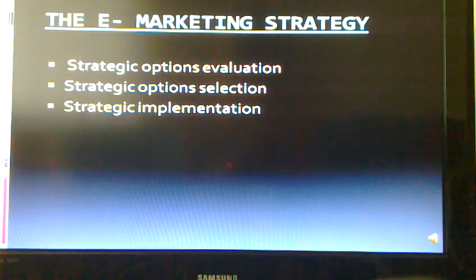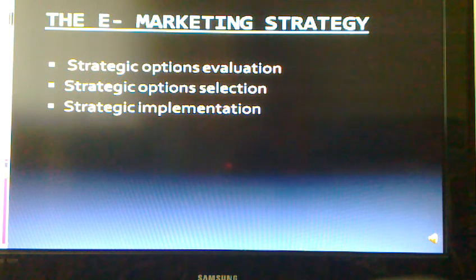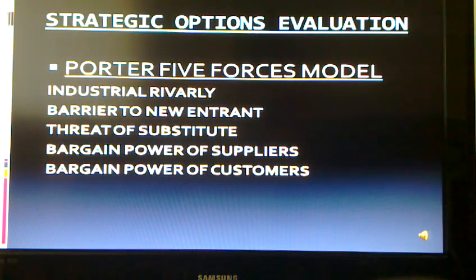Now let's come to the e-marketing strategy through which the company is going to attain the share in the new market. The e-marketing strategy for any business is composed of three basic elements, which include the strategic option evaluation, then the selection of the strategic option, and finally the implementation of the selected strategies. For strategic option evaluation, the Porter 5 Forces model will give us useful information about deciding the industry's attractiveness in that particular market.